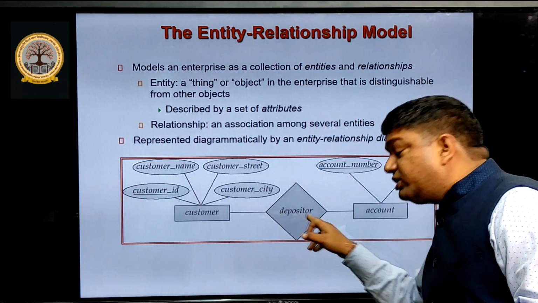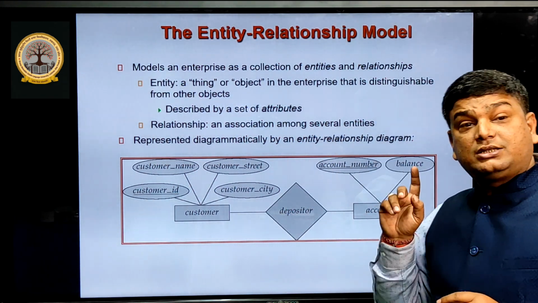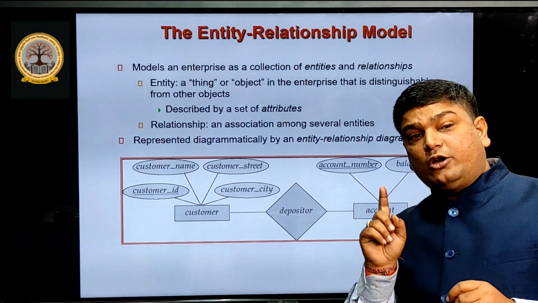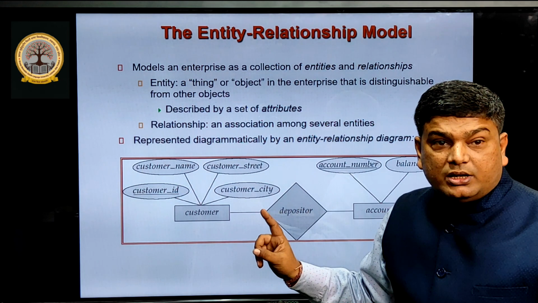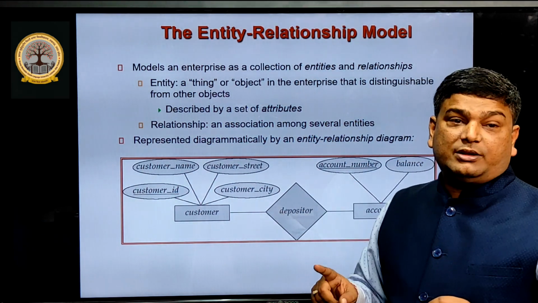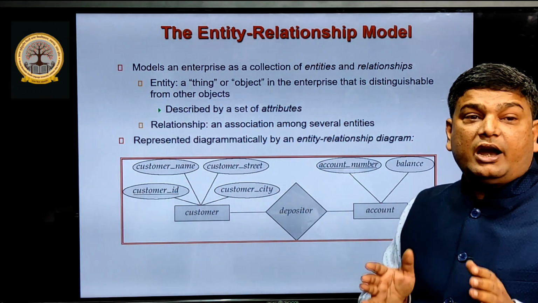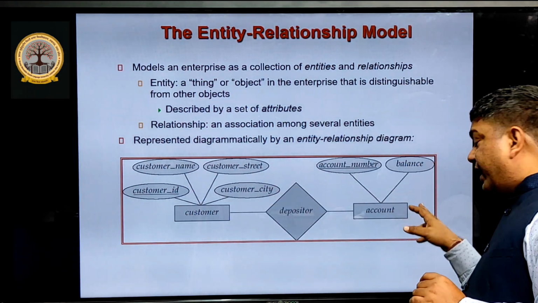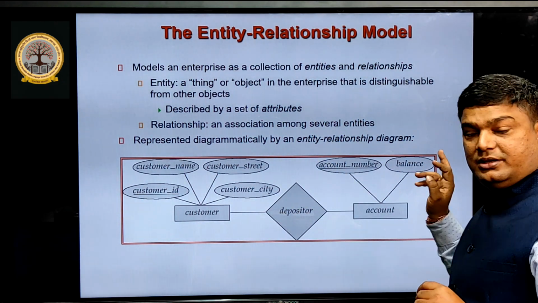So a relationship means a diamond box connecting two different entities, and some rules are followed in ER diagrams. You cannot connect two entities directly without a relationship, and you cannot connect two relationships without entities. That is the basic rule of ER diagrams. You can see the customer and account, two different entities, connected through the depositor, right?